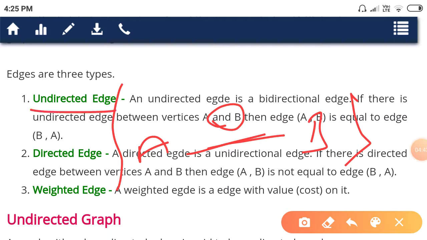What is that? Undirected is a bidirectional edge, meaning a to b, b to a. If there is an undirected edge between the vertices a and b, then the edge a comma b is equal to the edge b comma a.